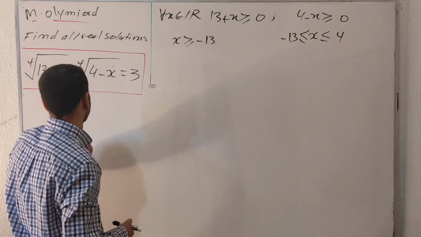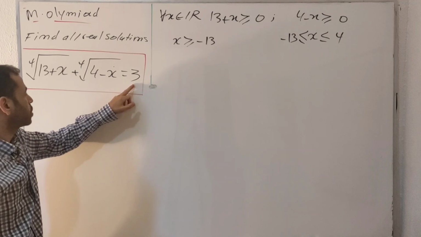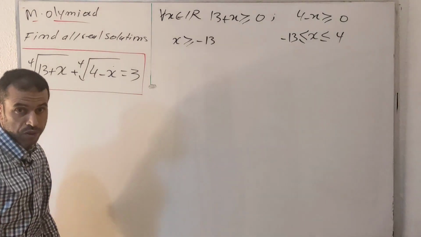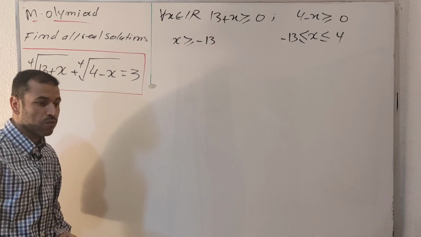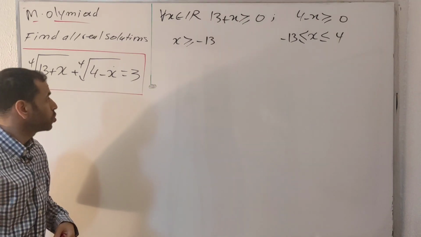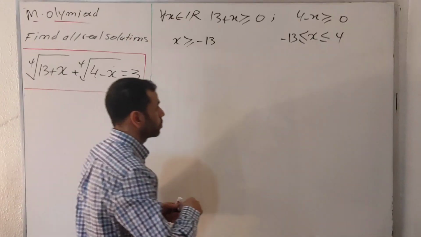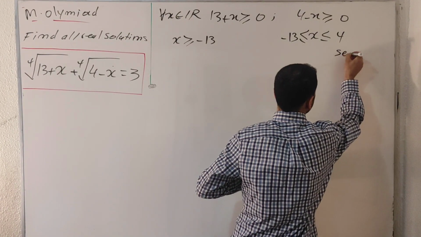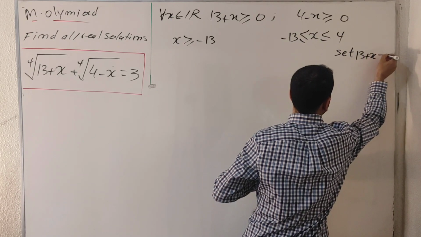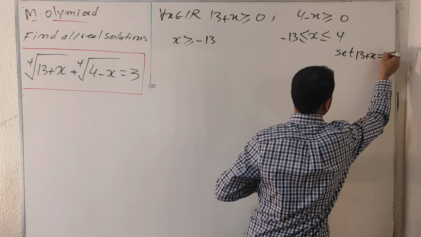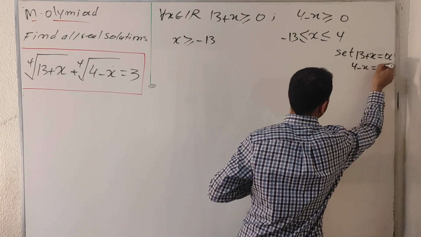Now let's start with this equation. Notice here, if I move this term to the right and raise both sides to the power of 4 and simplify, the equation becomes more challenging to solve. So now I'm going to use substitution in order to solve this equation. Let's set 13 plus x equals a. Then I put 4 minus x equals b.